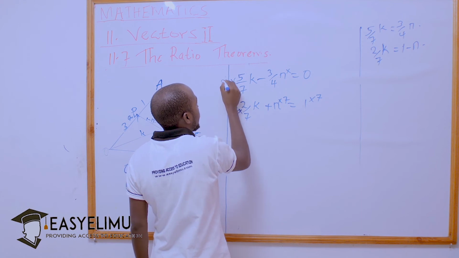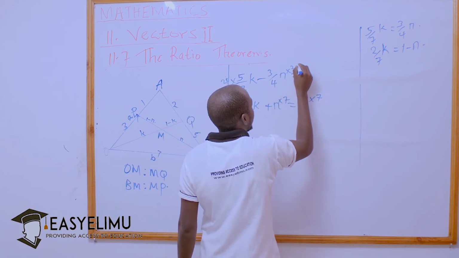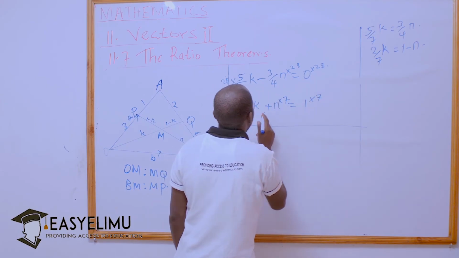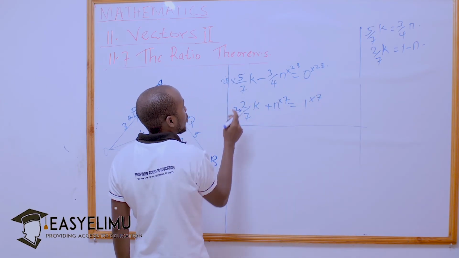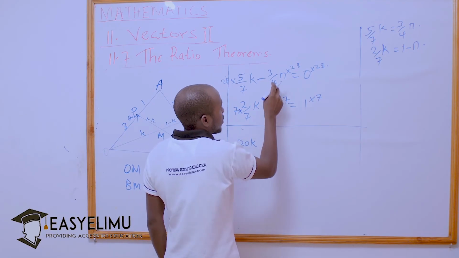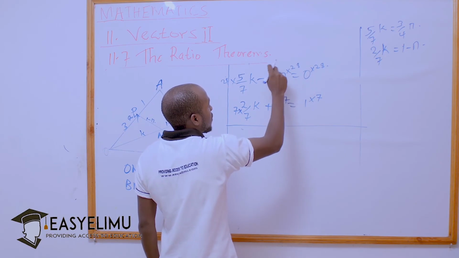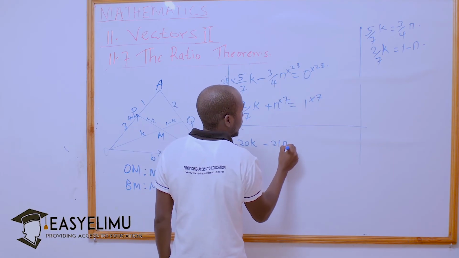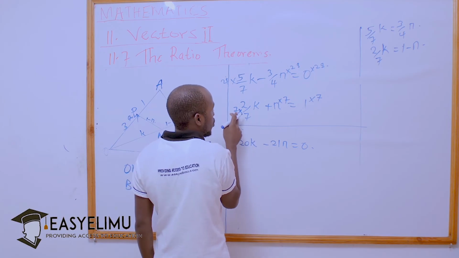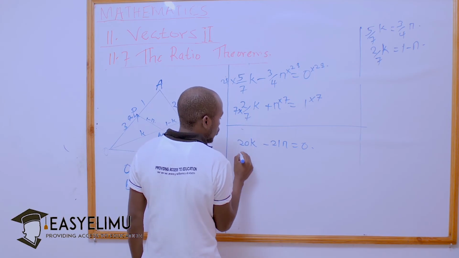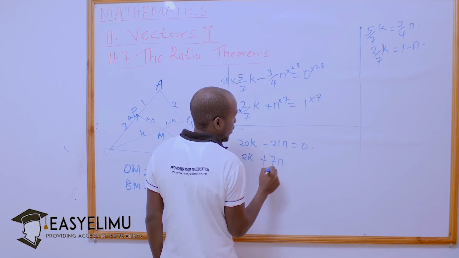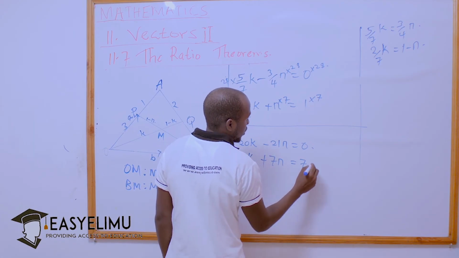So we shall multiply by 28 to eliminate those fractions, and this one by 7. So you will find this one here is going to give you 20k minus 21n is equal to 0. And here we multiply by 7 to remove the fraction. This is 2k plus 7n is equal to 7.